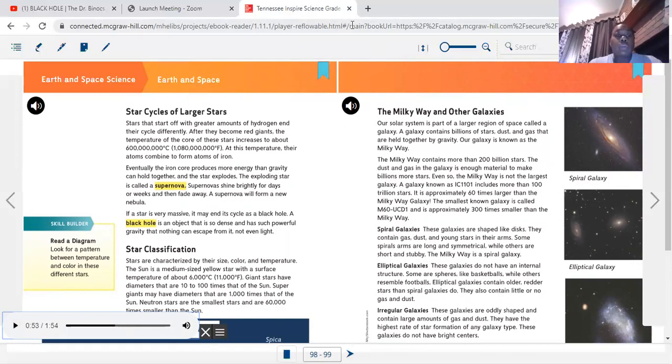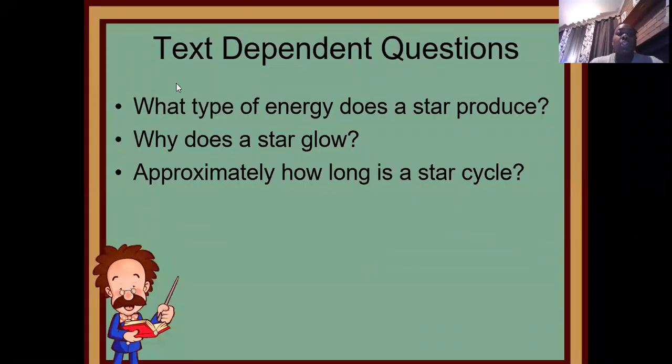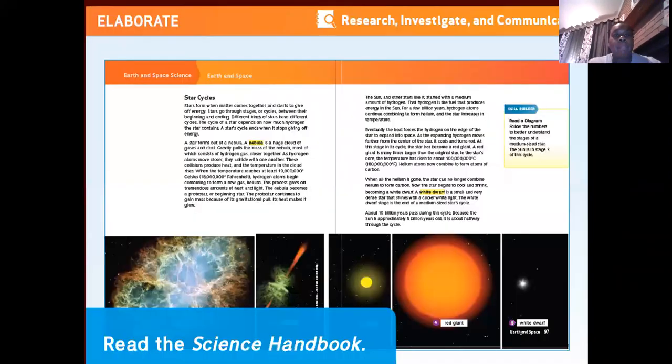Now, once again, I do want you to continue to focus on those test-dependent questions. As for what type of energy does a star produce, why does a star glow, and approximately how long is a star cycle? I want you to keep those in mind because I want you to send those answers to me through Classroom Dojo or through my email, madisonrg@scsk12.org. Looking for those answers from you.